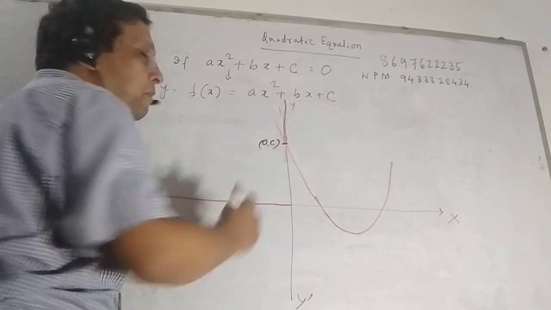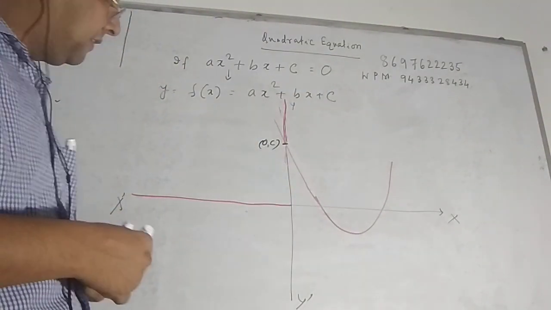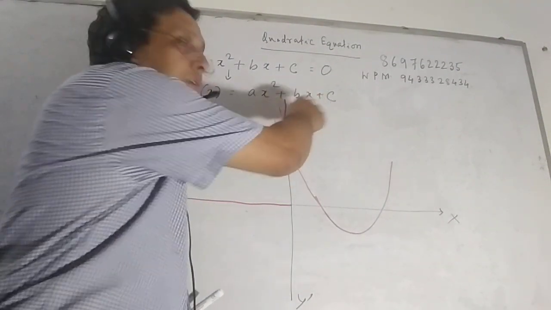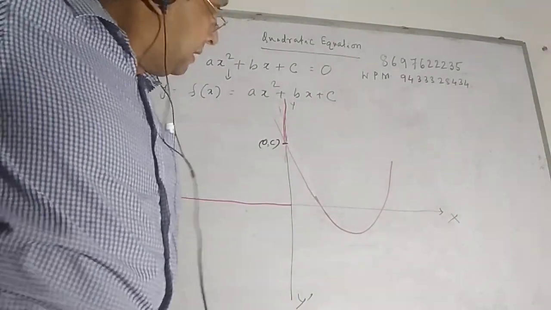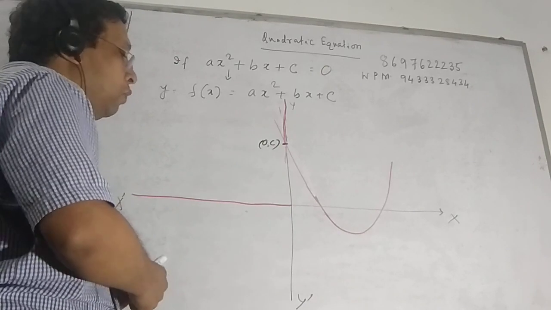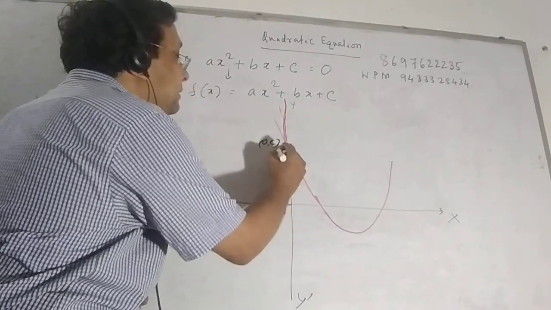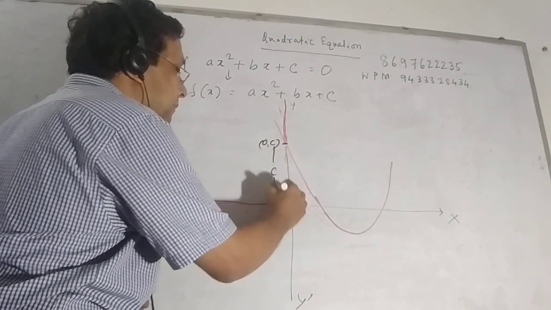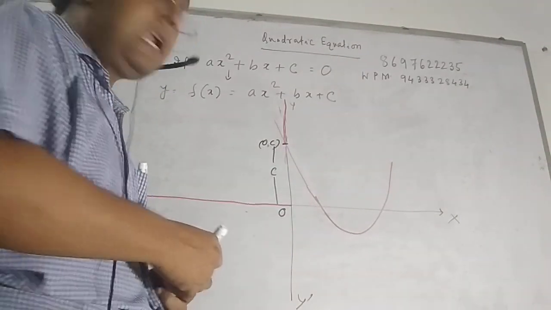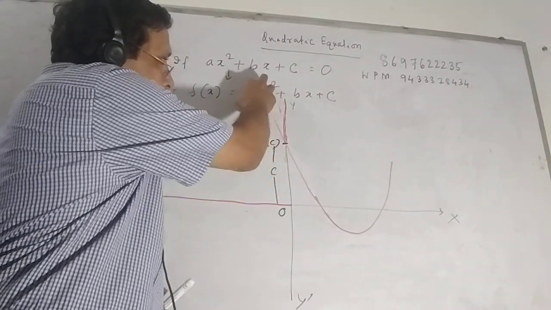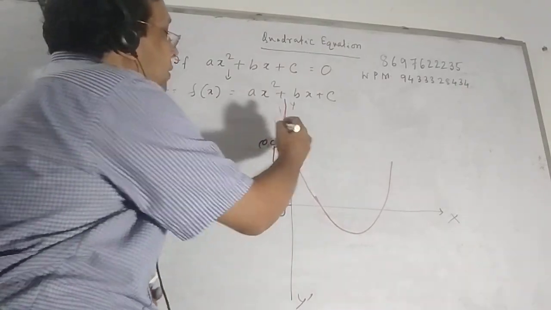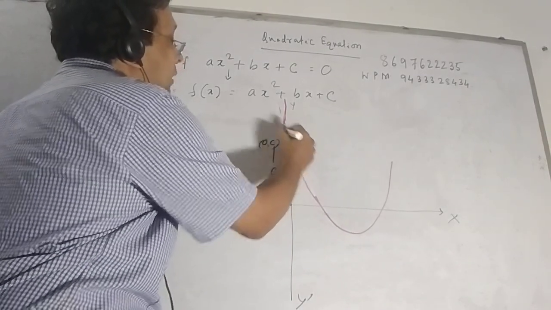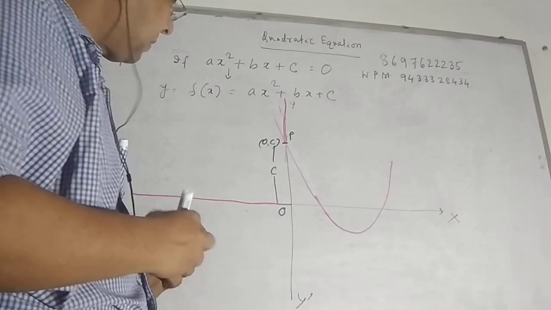This c is very, very important, children, and in the quadratic function we call it the intercept form. The intercept from the origin O, this distance, is basically c. Because if x is equal to 0, then y is equal to c. So this particular point is y equal to c. I give this the name P.